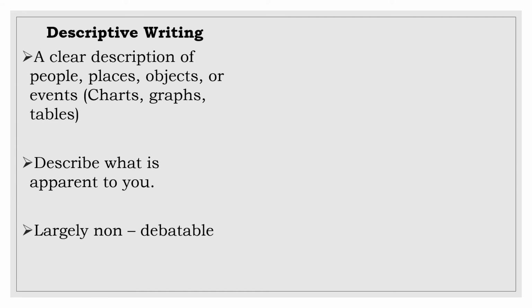So it's largely non-debatable. There are 26 people listening to this talk. Not there may be, or perhaps there are 26 people listening to this talk. That would be a case of descriptive writing. If you notice, the language is confident. There are 26 people listening to this talk. Not there may be, or perhaps, or there could be. This is very descriptive.